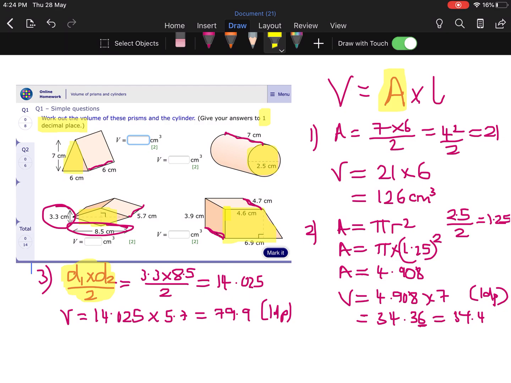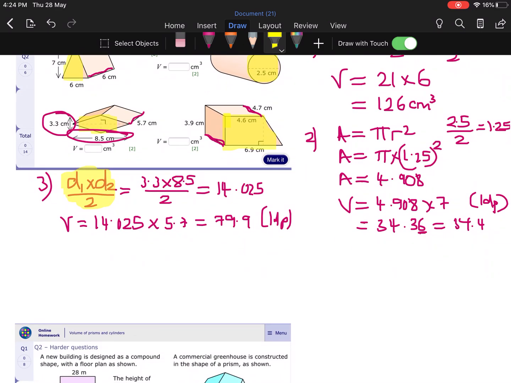And on to the last one. It's a trapezium. The formula for the area of the front face of the trapezium is equal to (A plus B) divided by 2, times the height. So we've talked about this loads of times. A is 4.6, B is 6.9, divided by 2, times the height, which in this case is 3.9. So that's going to give me the area of the front face, so I'm going to pop that into my calculator.